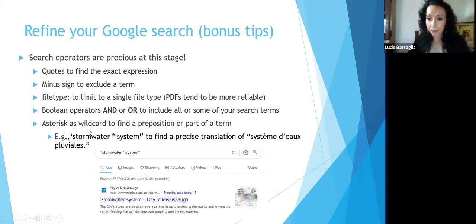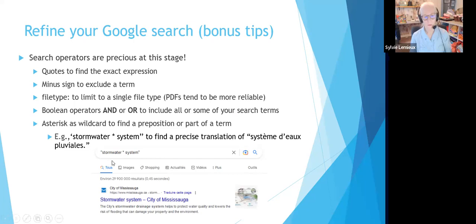Also, you can use the asterisk as a wildcard if you have almost figured out your perfect term, but you're missing either a preposition or some extra detail. Like the other day, I had to translate système d'eau pluviale, but I find stormwater system is far too vague. What does it do? So I put stormwater asterisk system, and I found that it's much more common to say stormwater drainage system for what I was trying to describe in my text.